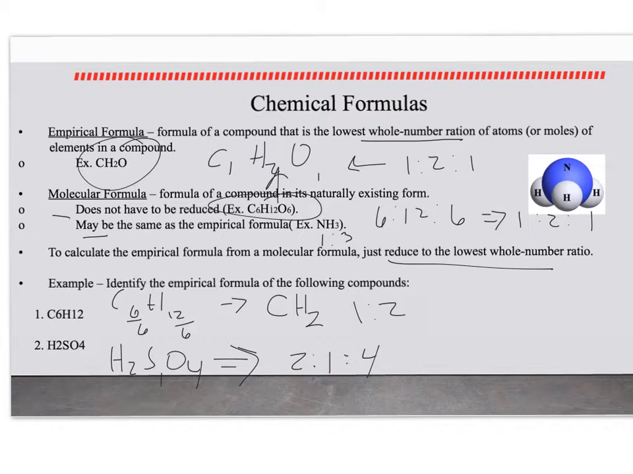But can I reduce all three of these numbers by the same number to still get a whole number ratio? No. If there's a 1 here, you cannot reduce it down. So your empirical formula of H2SO4 is still going to be H2SO4. So not only is that a molecular formula, it is an empirical formula.